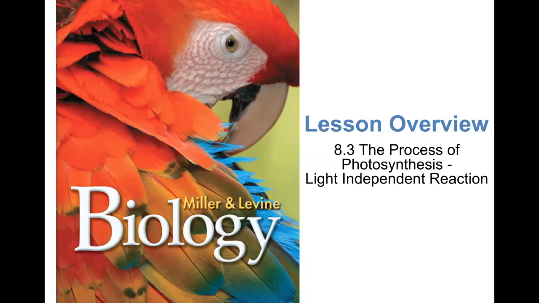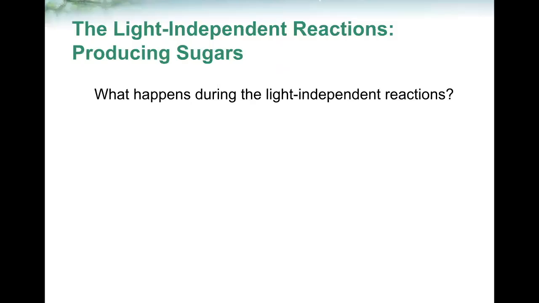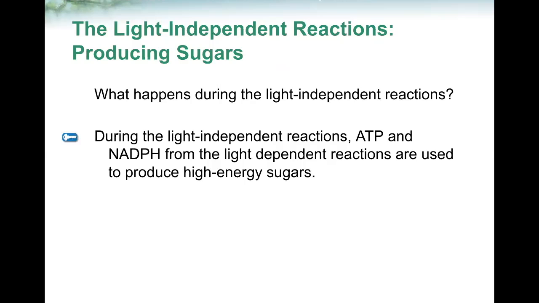The process of photosynthesis, light-independent reaction. What happens during light-independent reactions? During the light-independent reactions, ATP and NADPH from the light-dependent reactions are used to produce high-energy sugars.